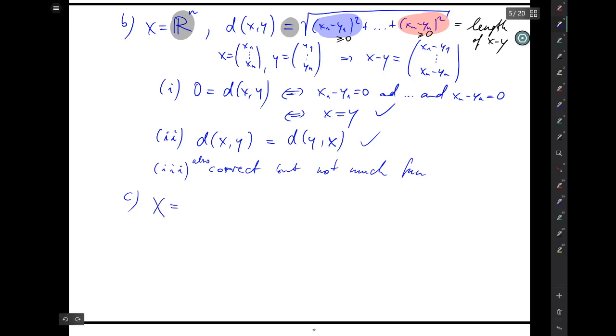Okay, how about that? So we take the set x to be the set 0 and 1 to the power of n. So what is that? Well, you take n elements, each of which is either 0 or 1, and write them one after the other. So e.g. 0, 1, 1, 0 is an element of 0, 1 to the 4, because it has 4 digits.